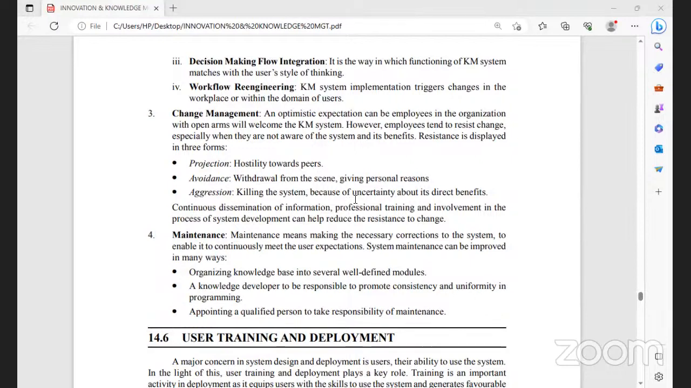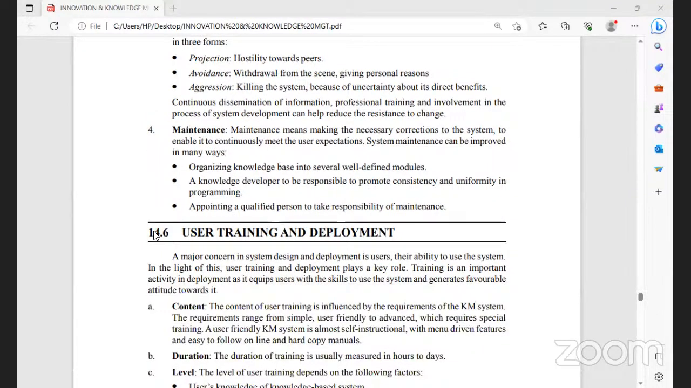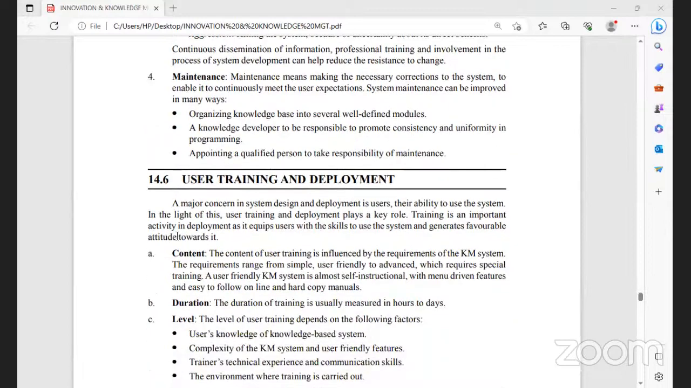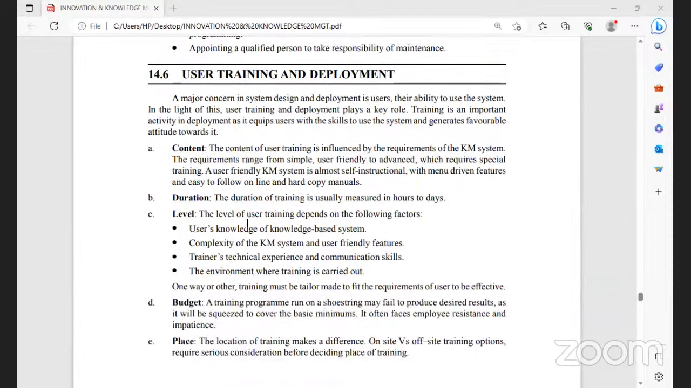Next content is user training and deployment. A major concern in system design and deployment is users, their ability to use the system. In the light of this, user training and deployment plays a key role. Training is an important activity in deployment as it equips users with the skills to use the system and generates favorable attitudes towards it.